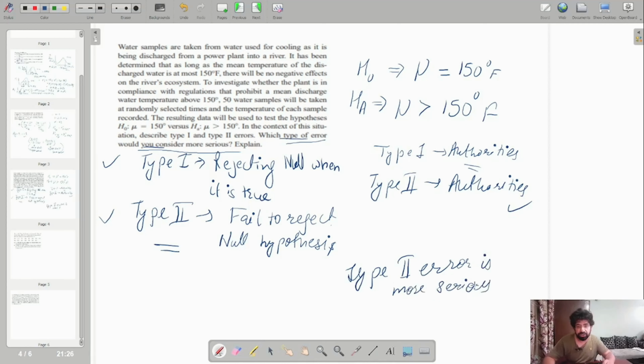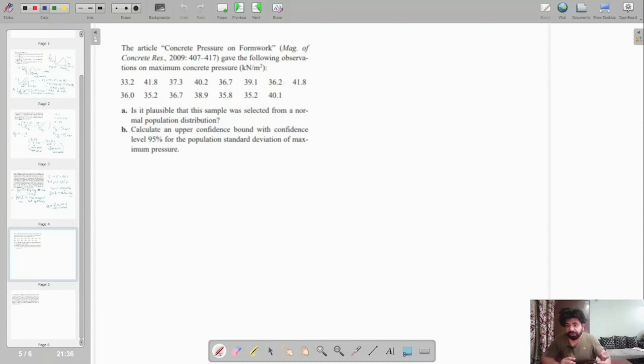All right. So that is all for this problem. Let us proceed to the next one. The next problem talks about finding out the sample, and we need to check whether this is coming from the normal population. In order to check whether a sample is coming from the normal population, either we can do a normal probability plot, or we can use a formal method which is the Shapiro-Wilk test and check for normality.